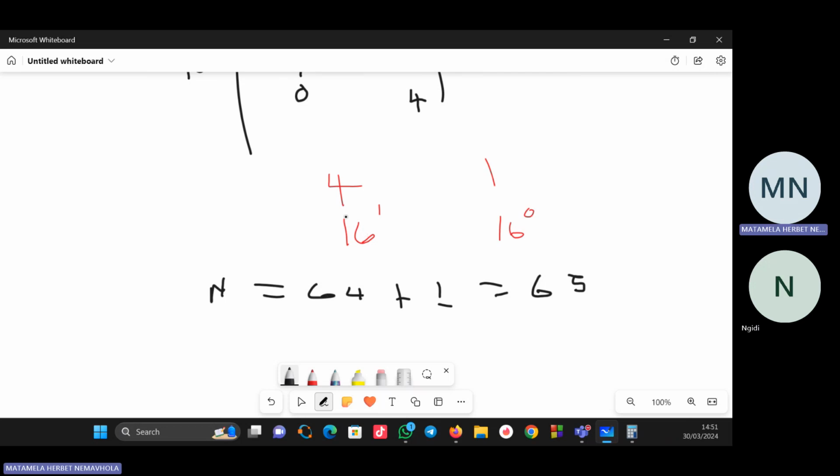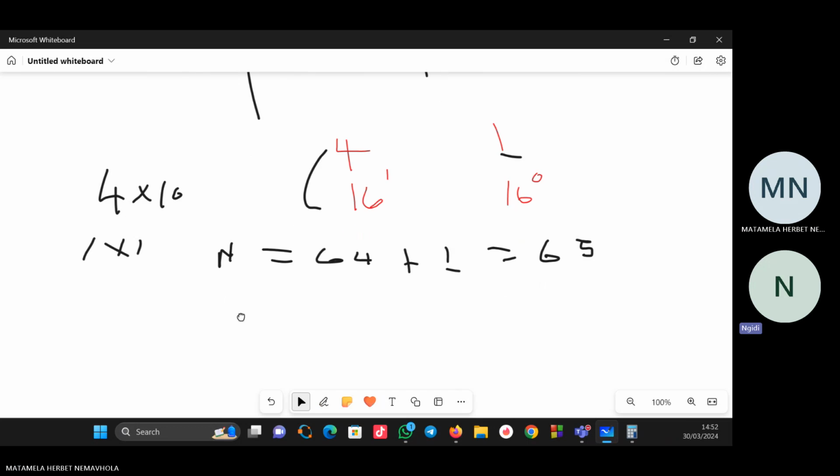16 times 4. Remember, we are saying 4 times 16. In order to get this 64, we say 4 multiplied by 16. And in order to get this one, we use this number that we said, 1 multiplied by 1. Sometimes you might find that it was 2 there. So do you understand it? Yeah, I understand. All right.